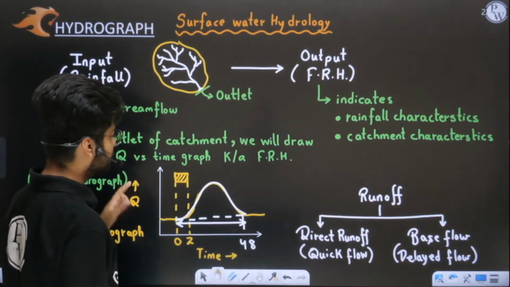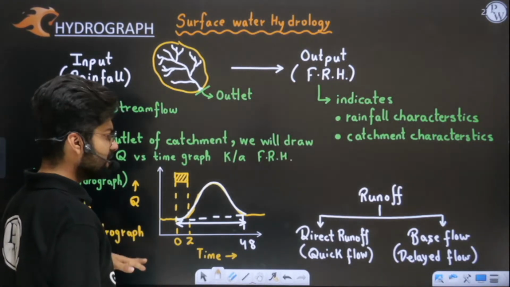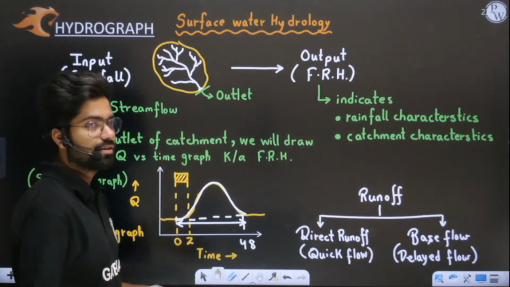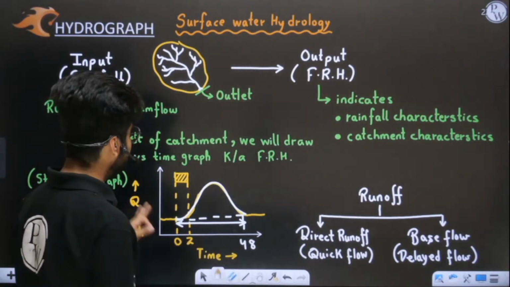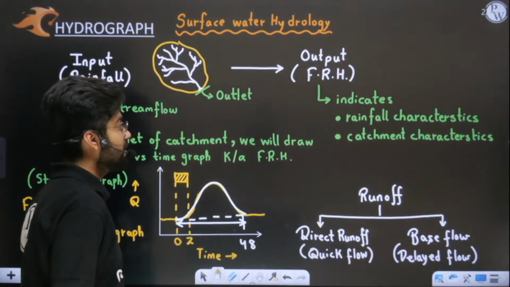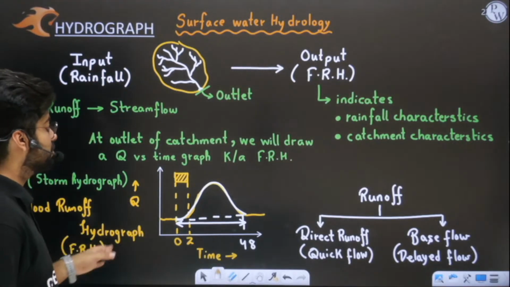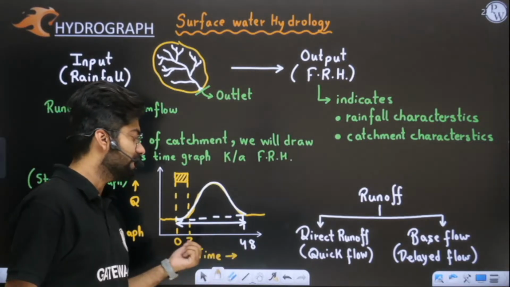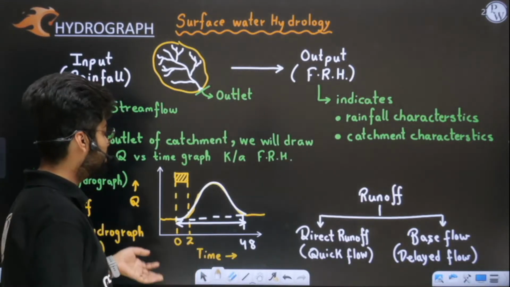Rainfall duration is very less, but you will see that its effect will be longer. Rainfall duration's effect will be longer as compared to your rainfall. Okay, the effect will be longer. That effect, the total effect which remains there, is known as base time.